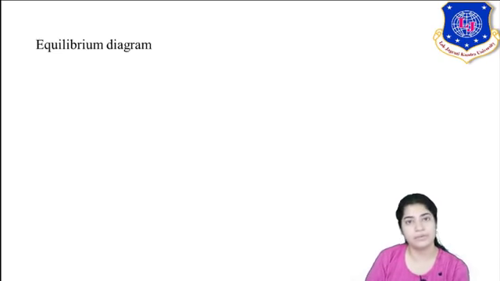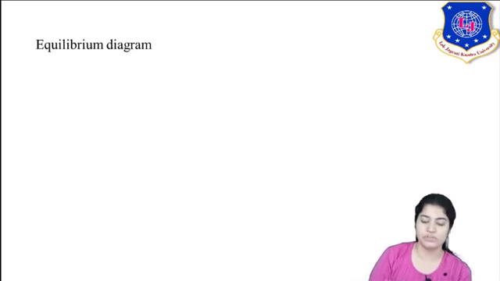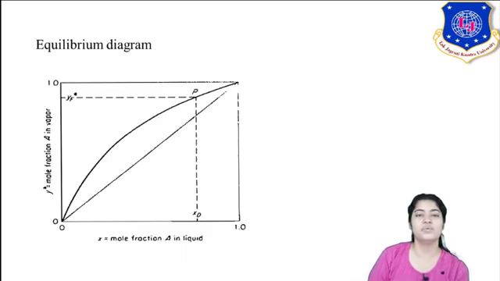Now what is an equilibrium diagram? Earlier I discussed your TXY diagram with temperature, and how you get your tie line. Now, how is the equilibrium diagram represented? It is the representation of your liquid phase and vapor phase compositions for the more volatile component. See, this is the equilibrium diagram.